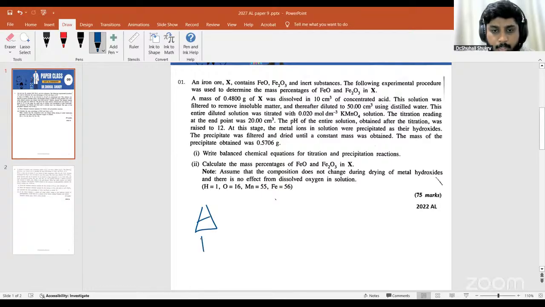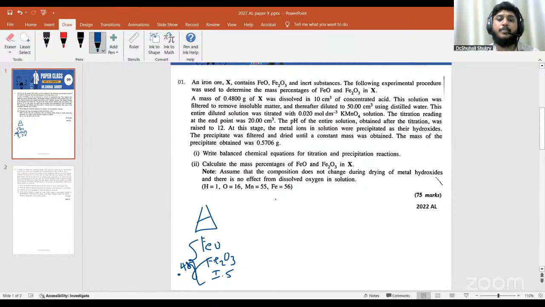Now you have FeO and you have Fe2O3. You have both, along with an inert substance. Some inert substance is also there. So altogether it is 0.48 grams.